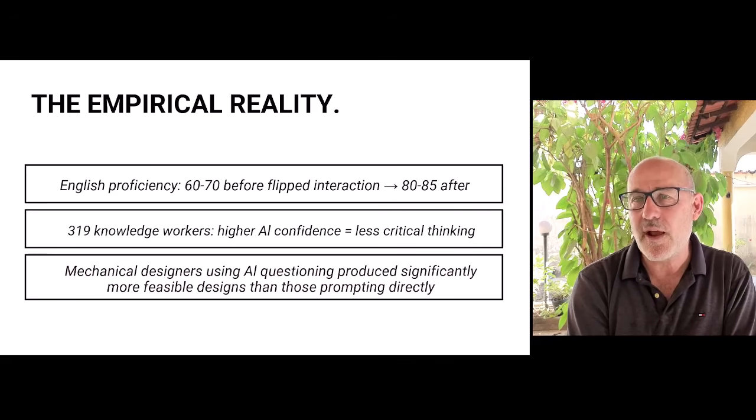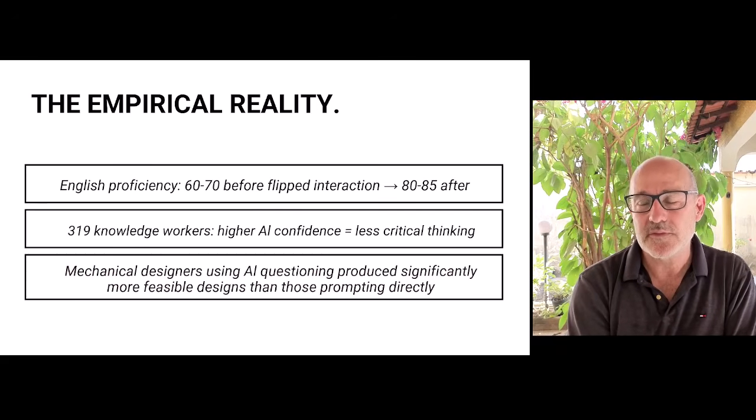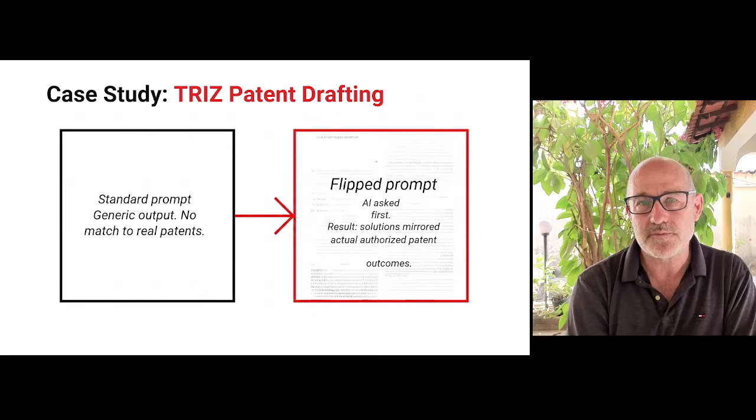We flip the interaction, the scores go to 80 to 85. Same students, same material, different model. If you look at the designers we looked at before, same model, different result. The pattern is consistent across domains. Deeper interaction produces better outcomes.